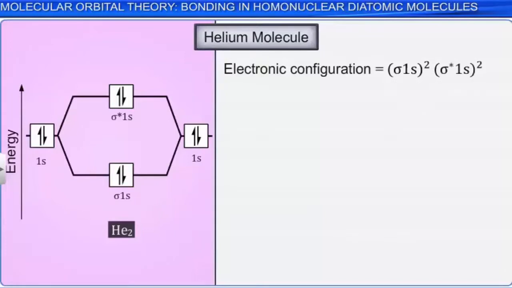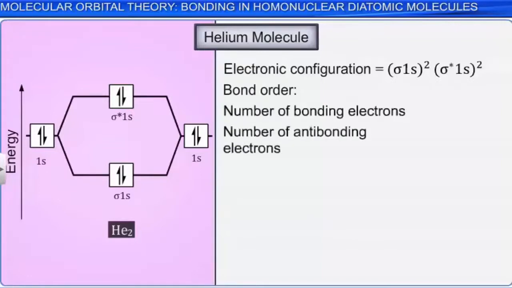Now, from the electronic configuration of helium, we can easily derive the bond order of the molecule. As the number of electrons present in both the bonding orbitals and anti-bonding orbitals is 2, the bond order is equal to 2 minus 2 divided by 2, which is equal to 0.